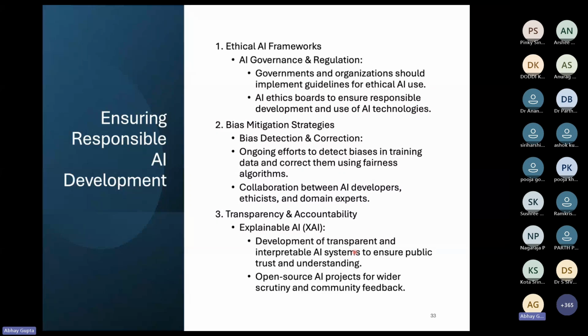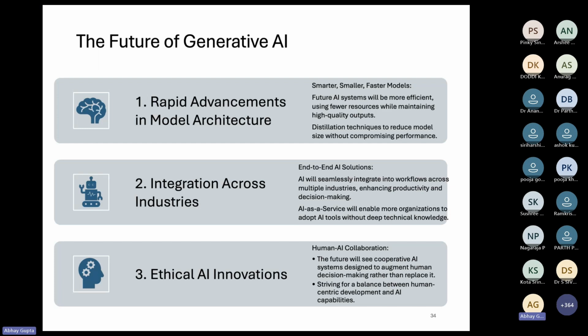So how do you do it? You can create an ethical AI framework, and this is what many of these standardization bodies are working on. You have bias mitigation strategies, transparency and accountability, explainable AI. You develop transparent AI systems, and making it open source is another way to make sure that the model is improved by the wisdom of many rather than one person. That's something that we can do.